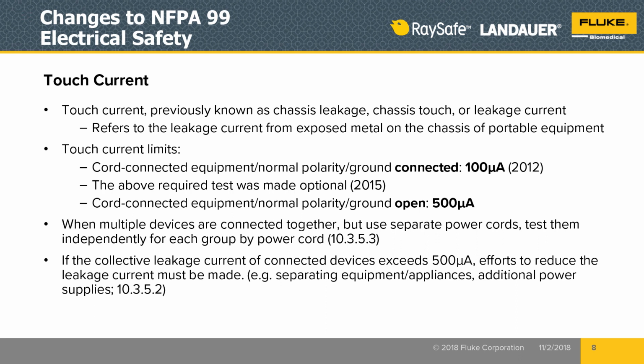We highlighted again here the test limits. These are pretty familiar, I hope, for most people: with your normal polarity and your ground connected, 100 microamp leakage limit. It's important to note here that in 2015 and later, also the 2018 edition, they actually removed the requirement for testing with the ground connected. But in all tests, you still have to run that touch current or the chassis leakage with the ground open against the 500 microamp limit, the looser limit for that fault condition.